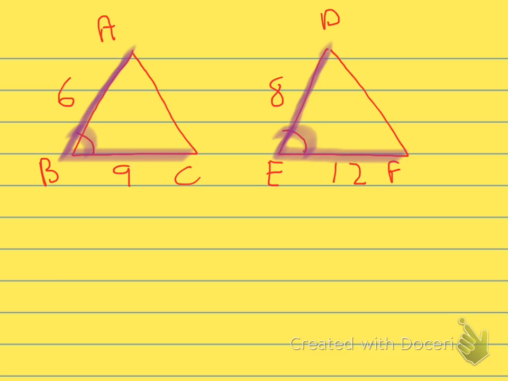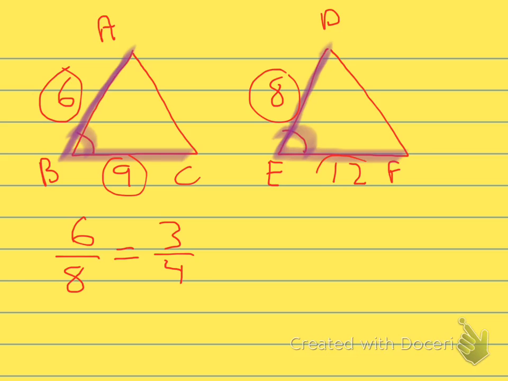Now, for side-angle-side to work, it'll be a lot like side-side-side. We're going to take the smaller of the two sides and divide them. So I'm going to take 6 divided by 8, and when I reduce that, I get 3 over 4. Now, I'm going to take the bigger sides, the 9 and the 12. When I divide them, it's also 3 over 4.